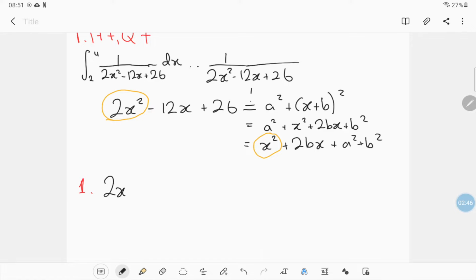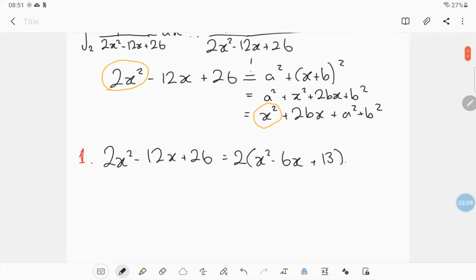You've got 2x squared minus 12x plus 26. Now you want an x squared, but there's a 2x squared. So what you could do is you could take out a common factor of 2. And so you'll have 2 times x squared minus 6x, because 2 by minus 6 gives you minus 12, plus 13. Okay? And then what you can do is, instead of completing the square with the 2x squared minus 12x plus 26, you can do it instead for x squared minus 6x plus 13. We can set this to be equal to, and we'll use the formula we just wrote, x squared plus 2bx plus a squared plus b squared.